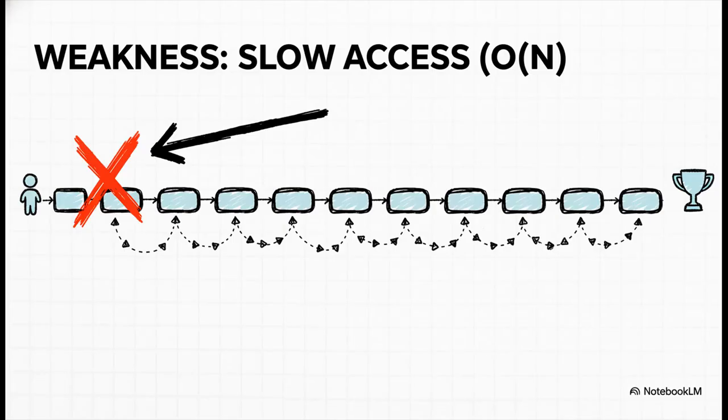But let's talk about that weakness. Why is accessing an element so slow for a linked list? Well, it's because you can't just tell it, "Hey, go to the 500th song in my playlist." You literally have to start at the head and follow 499 pointers to get there. The time it takes is directly proportional to the position you're looking for, which we call O(n).